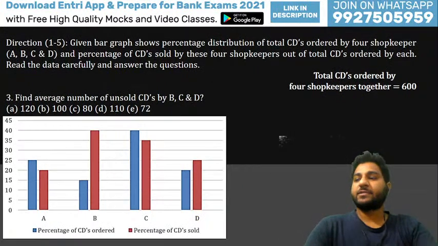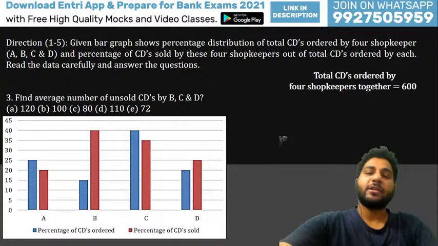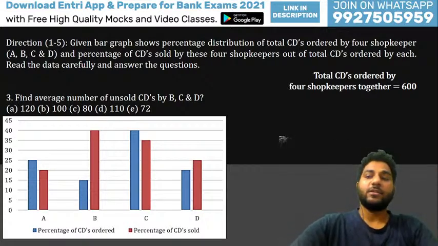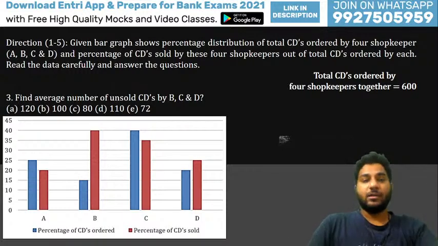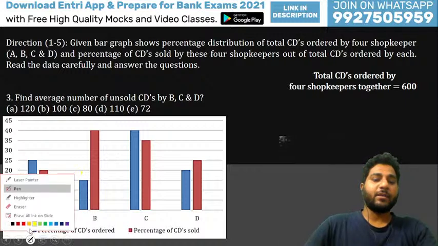Here comes the next question. Come on, try to solve this question. Look, one thing you should understand is that in the DI section, one or two questions are lengthy. Like the previous question, the second question was a bit lengthy. So you should understand and solve the easy questions first. Remember that. Find the average number of unsold CDs by B, C, D. So look at this. B had 90. Let me figure out the data.